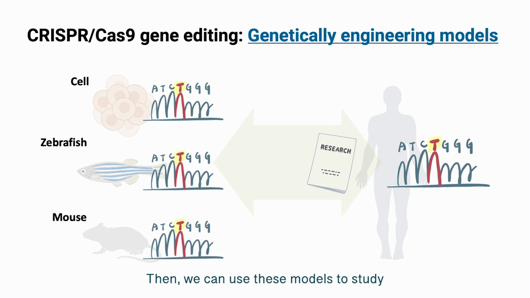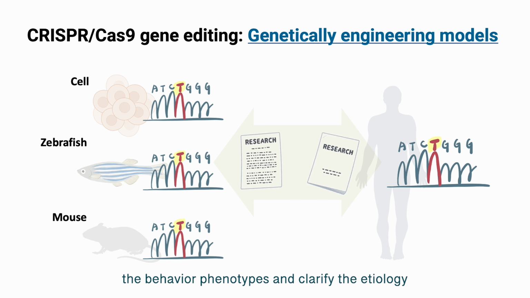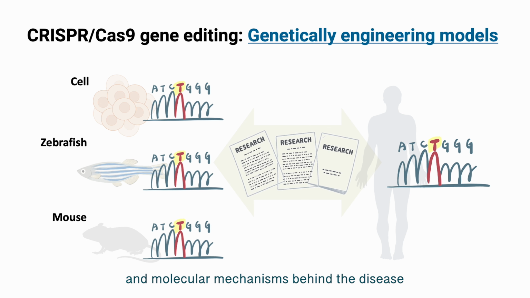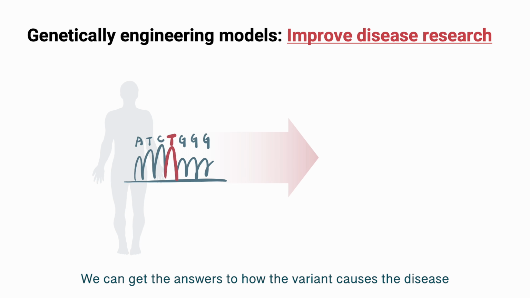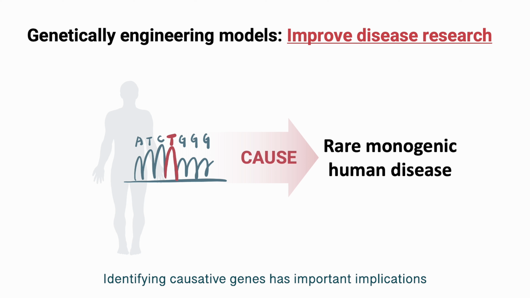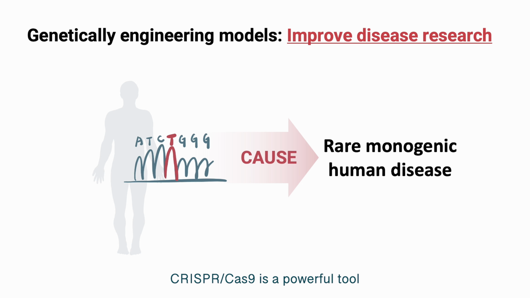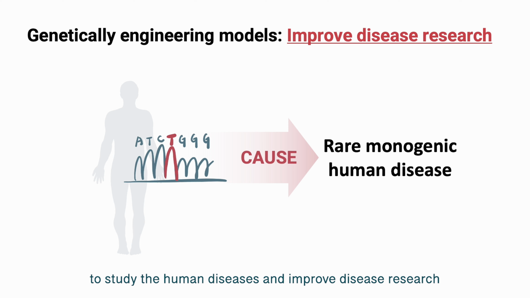Then, we can use these models to study the behavior phenotypes and verify the etiology and molecular mechanism behind the disease. We can get the answers to how the variant causes the disease. Identifying causative genes has important implications for accurate diagnosis of rare diseases and may even help future treatments. CRISPR-Cas9 is a powerful tool to study human diseases and improve disease research.